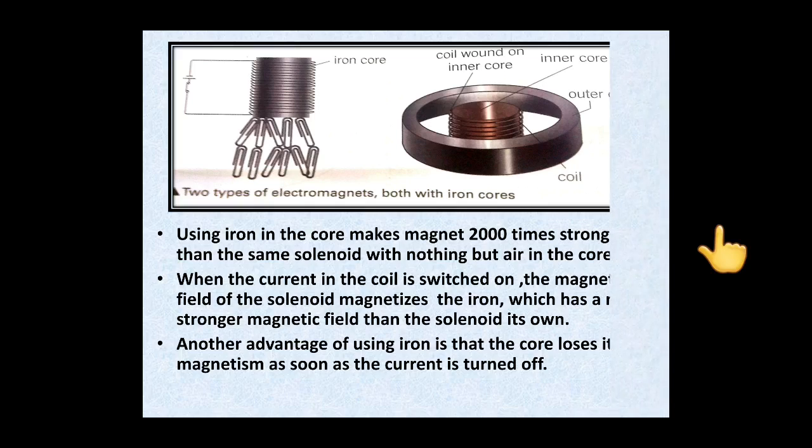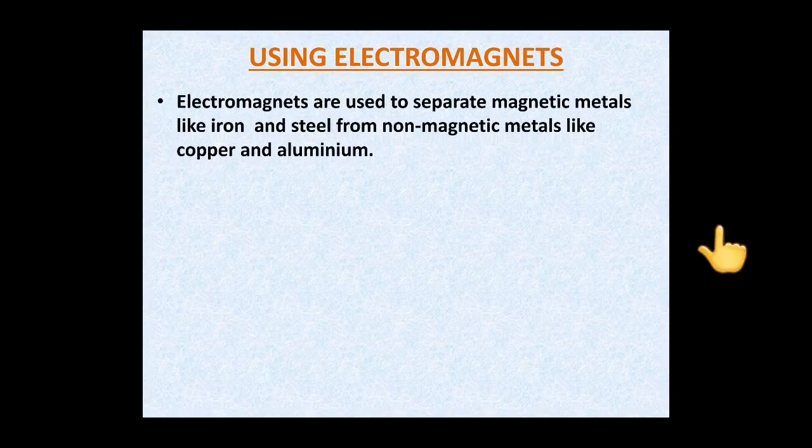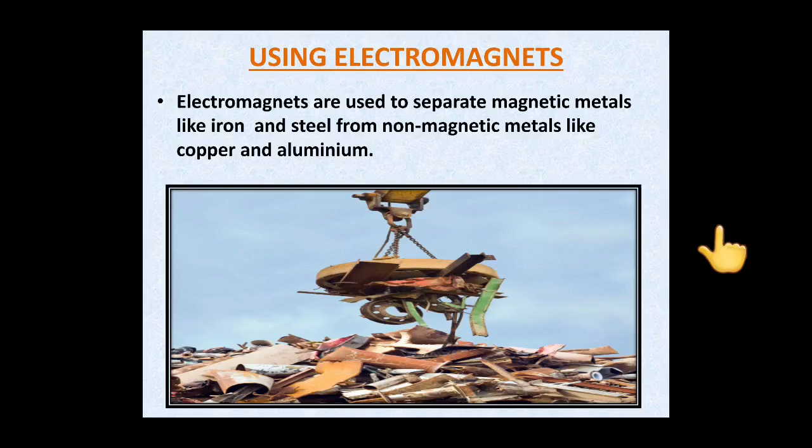As I told before, there are many uses for electromagnets. One among them is the separation of magnetic materials from non-magnetic materials. Electromagnets are used to separate magnetic metals like iron and steel from non-magnetic metals like copper and aluminium. They are also used in many other electrical devices like loudspeakers, relays, and circuit breakers. Let us understand the function of the electromagnet in each of them one by one.